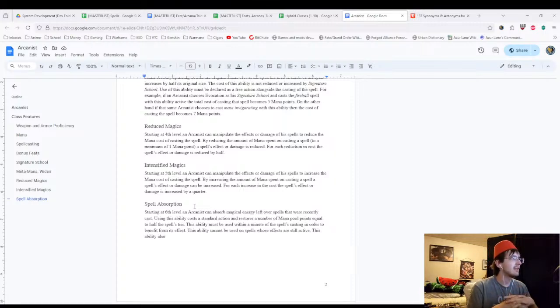Starting at 6th level, an Arcanist can absorb magical energy left over from spells that were recently cast. Using this ability costs a standard action and restores a number of mana pool points equal to half the spell's tier. This ability must be used within a minute of the spell's casting in order to benefit from this effect. This ability cannot be used on spells whose effects are still active. Right. Yes, that's something. Hold on, there was one more thing that I was going to put on there.